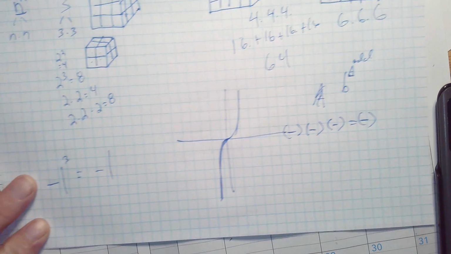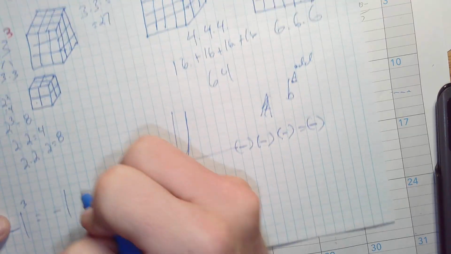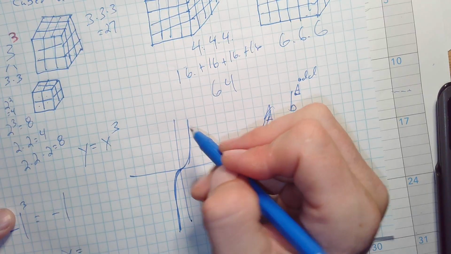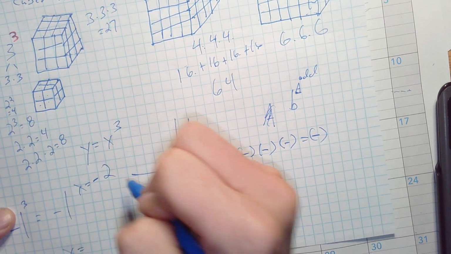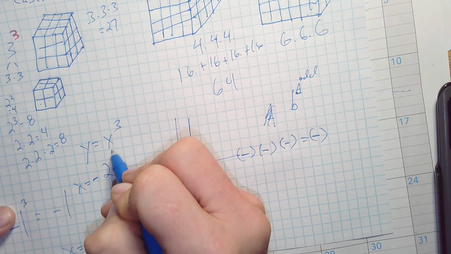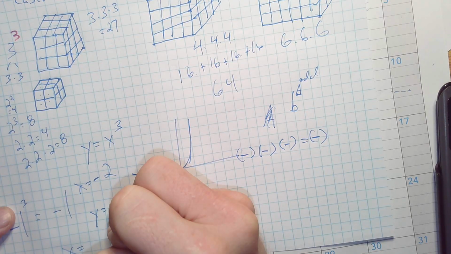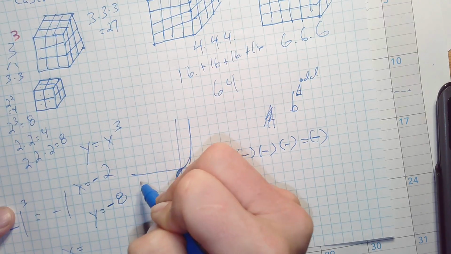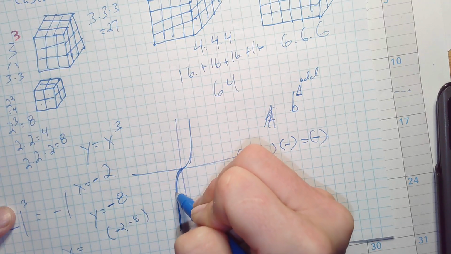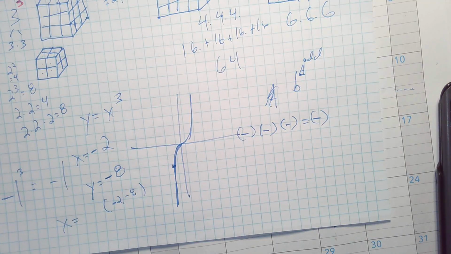Or say you had the function y equals x cubed, and your x value equals negative 2. What would be your coordinate pair? If your x is negative 2, then your y value would be negative 8, so your coordinate pair would be negative 2, negative 8, right here. All right, that should be it for that one. I hope you guys understand all that.